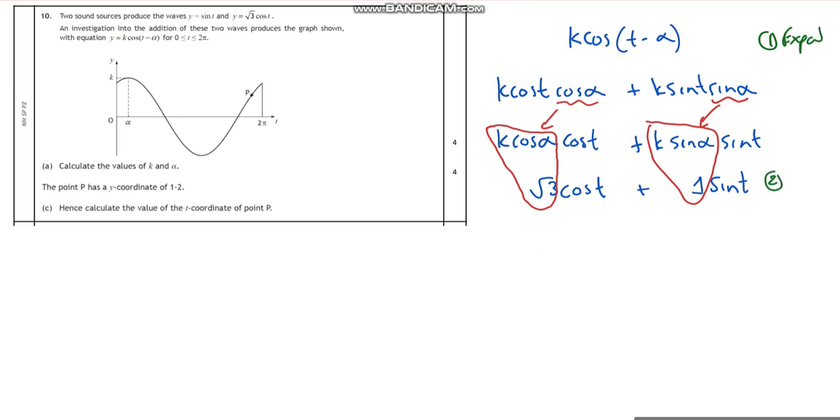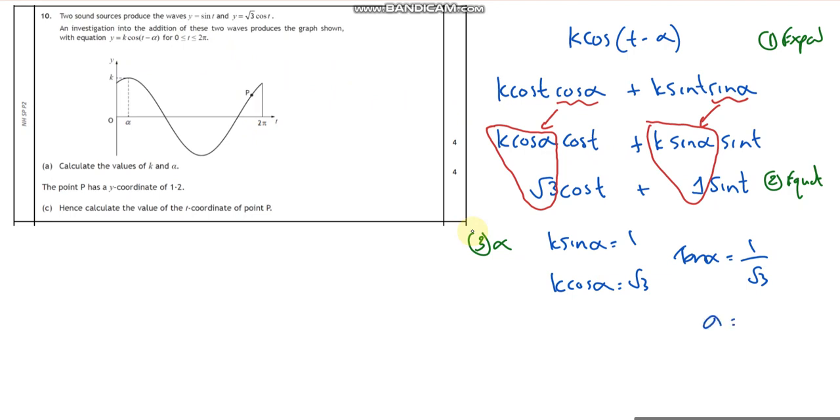So now, I'll just put my little notes here. Expand. That's me equated. And now, step 3, I'm going to do my alpha. So I'm going to say that k sine alpha is equal to 1. And k cos alpha is root 3, which means that tan alpha has to be sine over cos, so it's 1 over root 3. And this wants it in radians. So alpha is going to be 30 degrees in radians. So shift tan answer, so pi over 6.